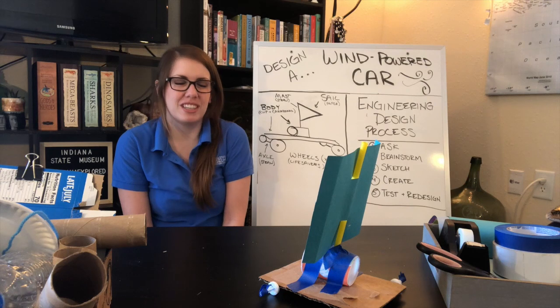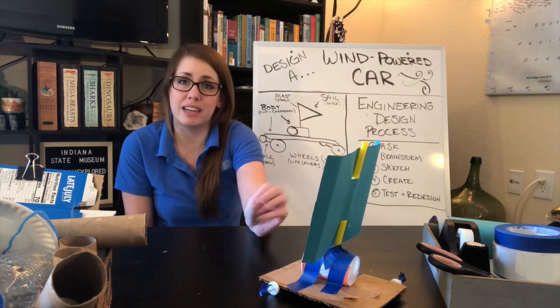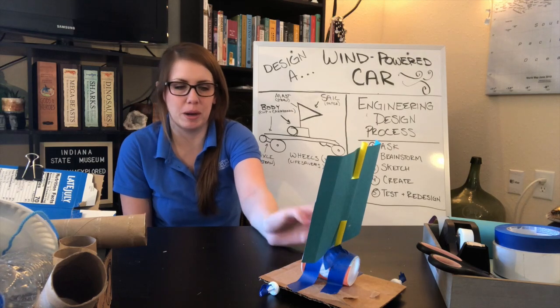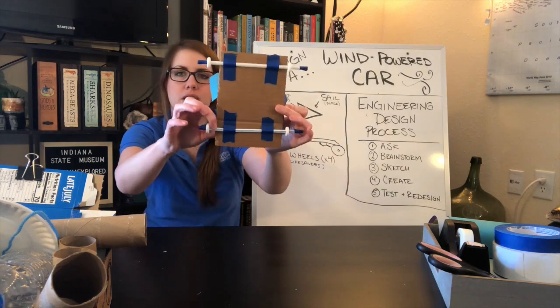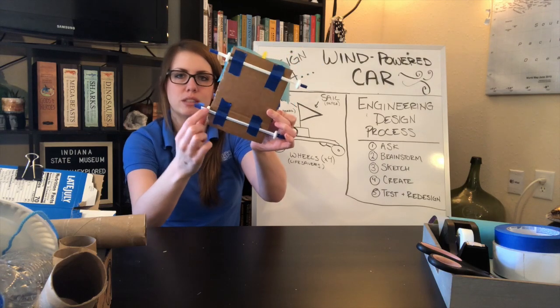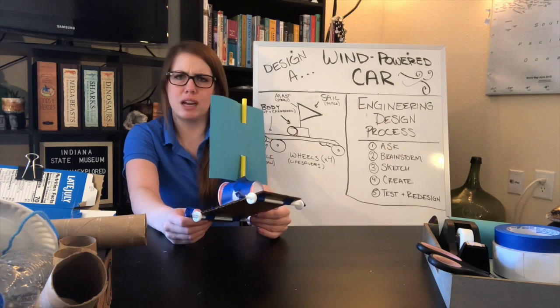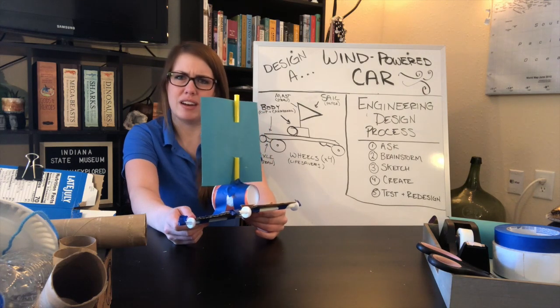And my design works. Now, I saw that my design kind of curved off to the side. So something I can do here is redesign a little bit. I might want to add something right here on the inside of my wheels, so that they can't move on their axles as much. But that's just one thing you can do to redesign. Your design might look a lot different from mine, and that's okay. All designs are a little bit different.